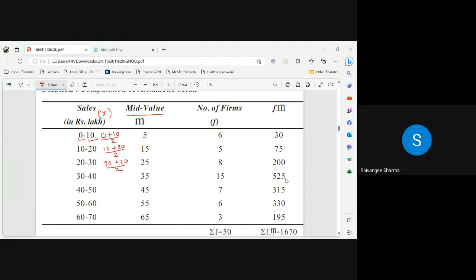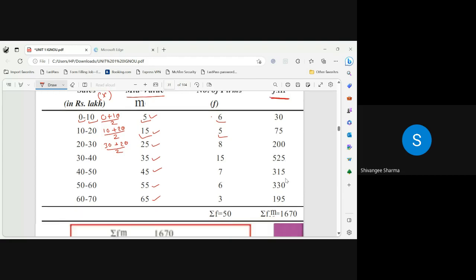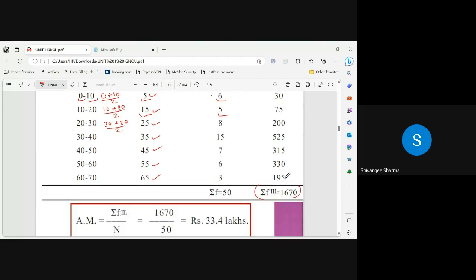So this is how the very first thing in a continuous series, for calculating arithmetic mean, you have to identify the mid value of the class interval. So we have 5, 15, 25, 35, 45, 55, and 65. And we have the frequency which was given in the question. Now what we do is the same as in discrete series. We multiply frequencies with the values. We will do 6 multiplied by 5, 5 multiplied by 15, and so on. And in the end, we will calculate the sum of this and the sum of frequency and divide it.